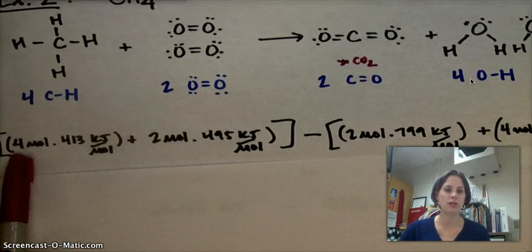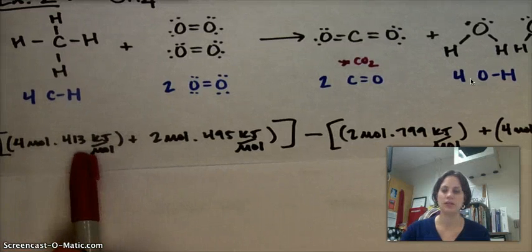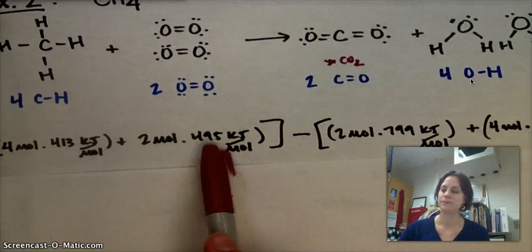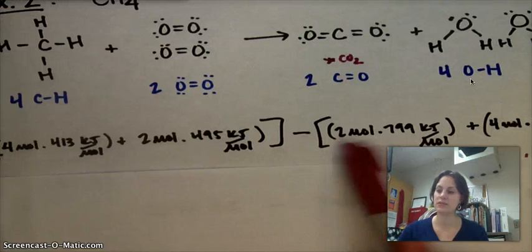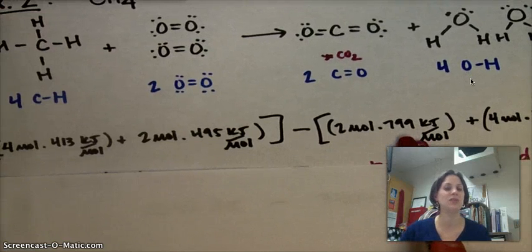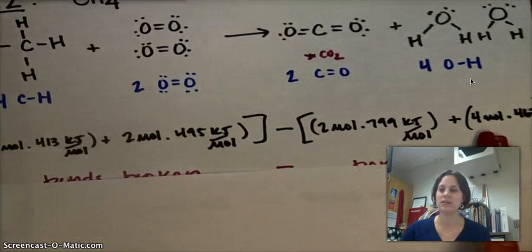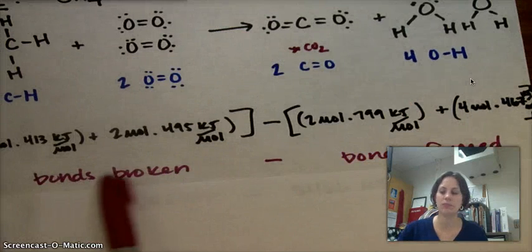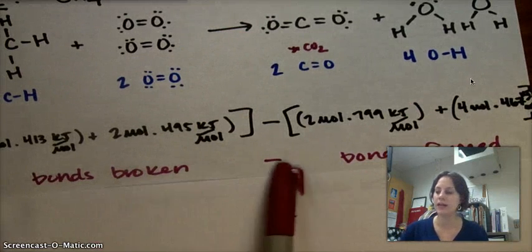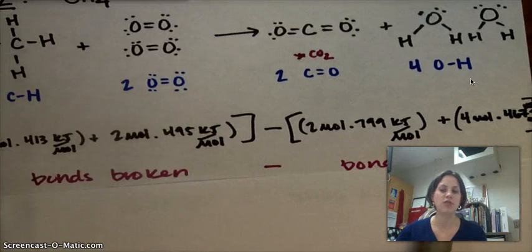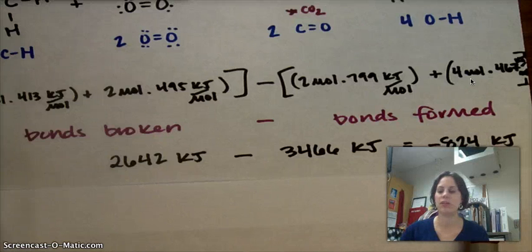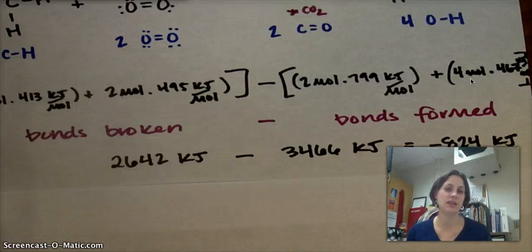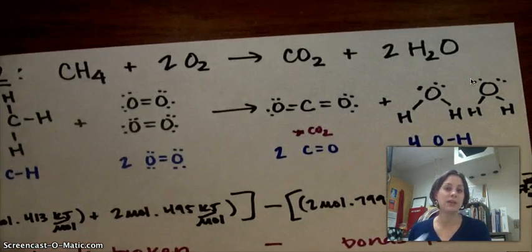I'm going to take 4, because of the 4 C-H bonds, times 413, plus 2 moles, 2 O double bonds, times 495, minus 2 moles, times 799, hopefully you use that exception value, plus 4 moles, times 467. So remember again, this is all of the energy being put into breaking the bonds minus all of the energy forming the bonds here. So I should end up with negative 824 kilojoules. What does that tell us? Again, that tells us that this reaction is exothermic, which makes sense because it's a combustion reaction.